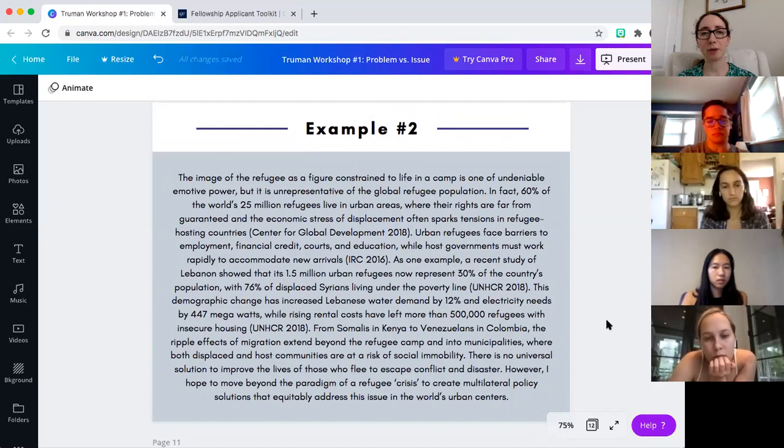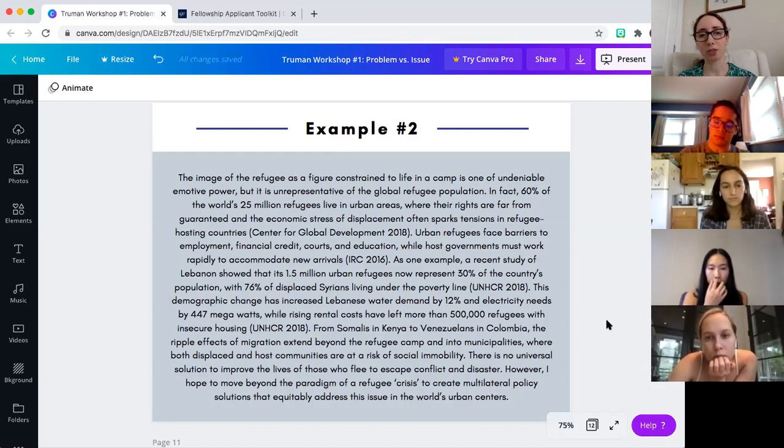Urban refugees face barriers to employment, financial credit, courts, and education, while host governments must work rapidly to accommodate new arrivals. As one example, a recent study of Lebanon showed that its 1.5 million urban refugees now represent 30% of the country's population, with 76% of displaced Syrians living under the poverty line.